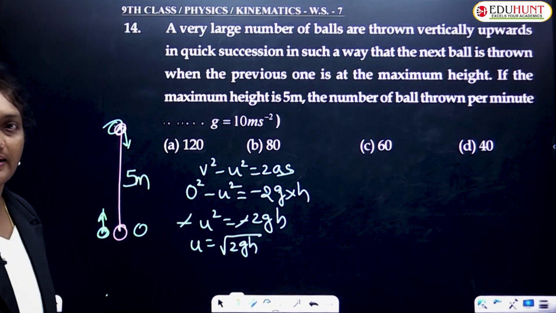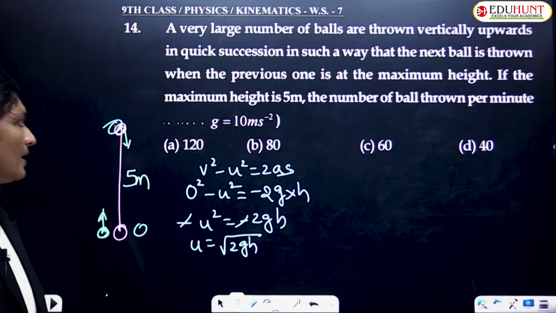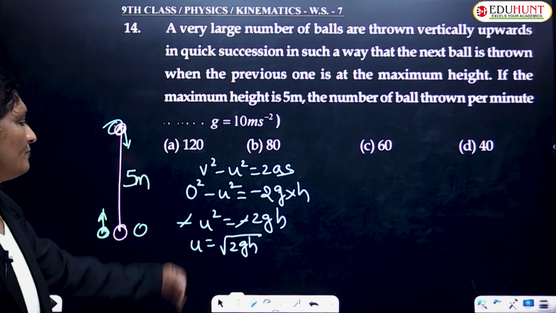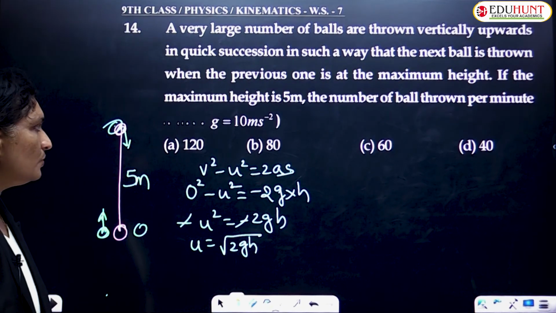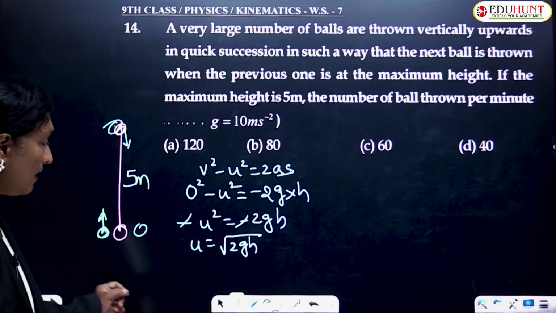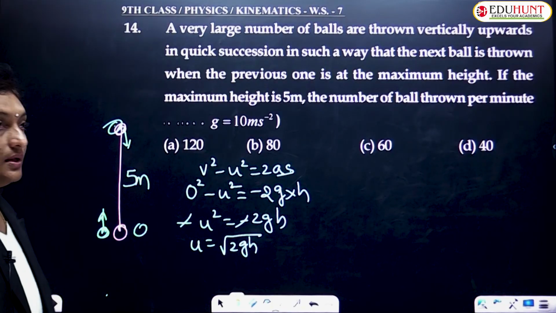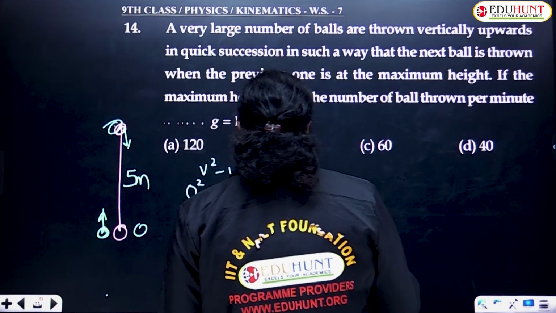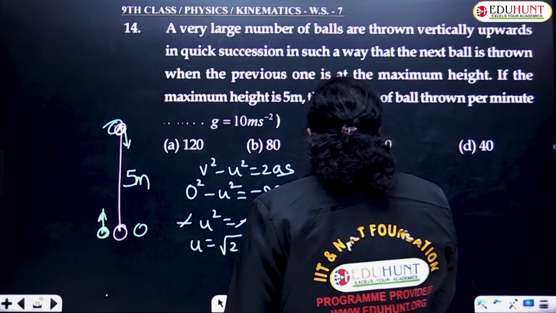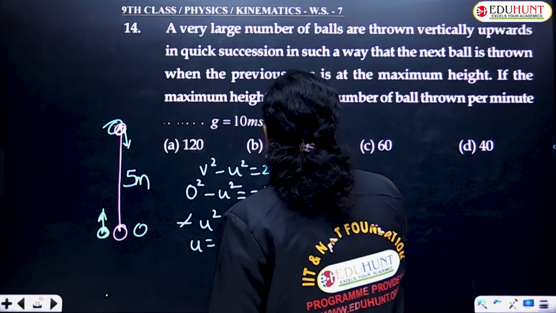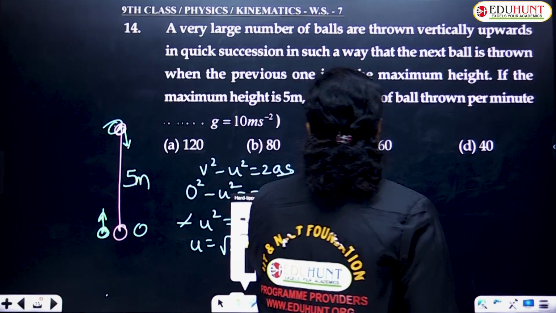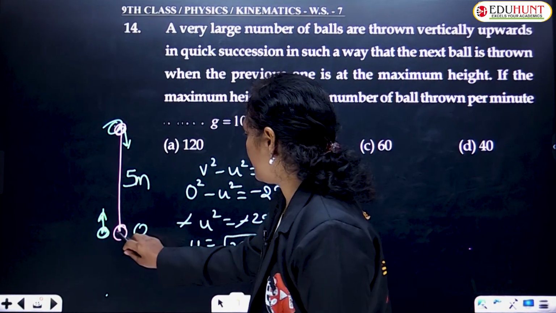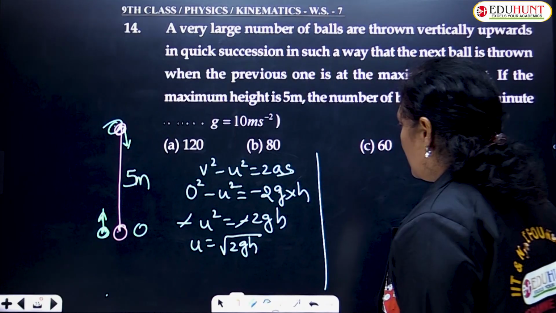Sometimes they will give it as 10, and sometimes you need to consider it as 10. So what was the velocity of throw, children? It was found to be root over 2gh. Now let us find the time interval between two successive balls. First of all, let us find the initial velocity of throw, root over 2gh.